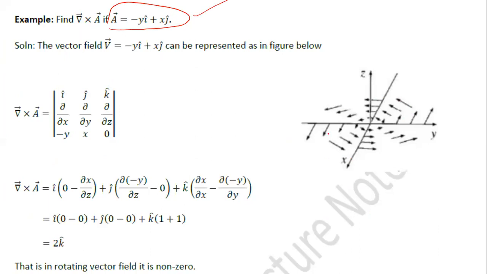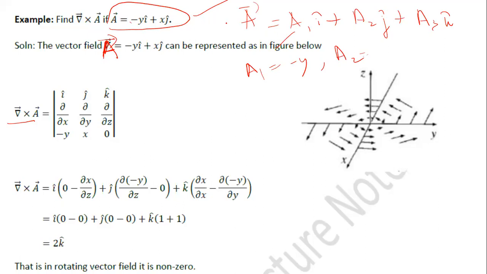Sorry, this is wrong notation, I'm mistyping. So A vector, right? If you take a curl of A here, if you remember, A vector is A1 i cap plus A2 j cap plus A3 k cap. Now you see that A1 here is minus y, A2 here is x, and there is no coefficient for k, meaning A3 is 0. So you have to put all those things. Instead of A1, you just put minus y. Instead of A2, you put x. Instead of A3, you put 0.